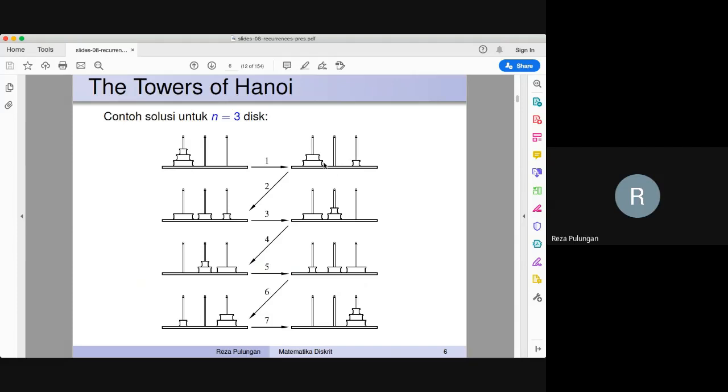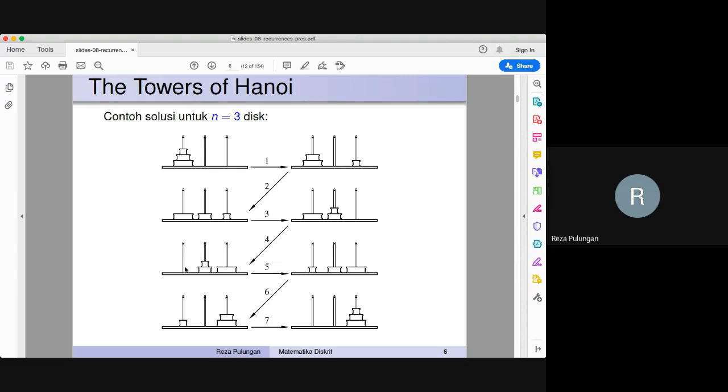And then from this configuration, I move the middle one to the middle tower. This is the second move. The third move, I move the smallest one to the middle. You see? So this is the third move. And then I move the largest one from the first tower to the third tower. This is the fourth. And then I take the smallest one and move it to the first tower.